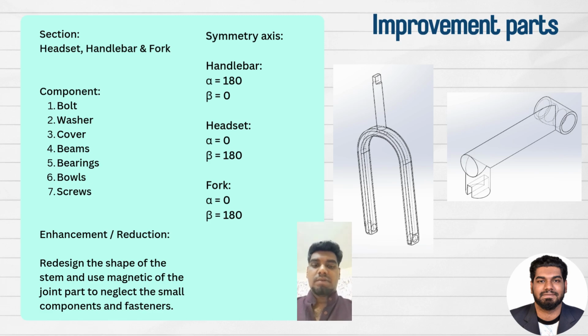Okay, next we are about to show the improvement we have done in our project. The sections are headset, handlebar, and fork. The components are bowl, washer, cover, beams, bearings, bolts, screws. The enhancement or reduction of our project is to redesign the shape of the stem and use magnetic joint parts to eliminate the small components and fasteners. These are the symmetric axes that we used for handlebar, headset, and fork.